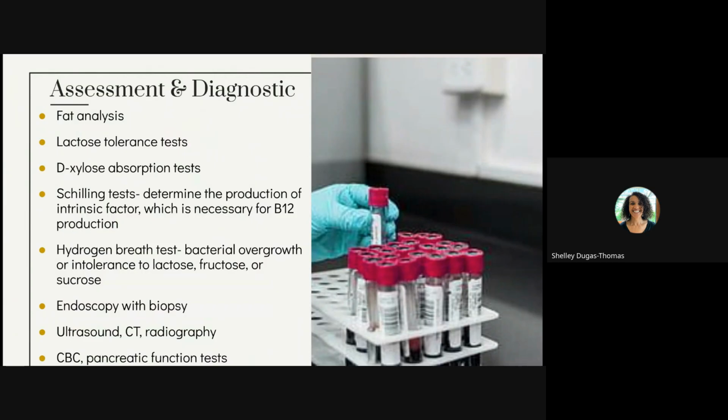Imaging and procedural studies include endoscopy with biopsy, which examines mucosal damage. Ultrasound, CT, and radiography assess structural abnormalities. And other tests include the complete blood count, which checks for anemia, and the pancreatic function test, which evaluates exocrine pancreatic insufficiency.